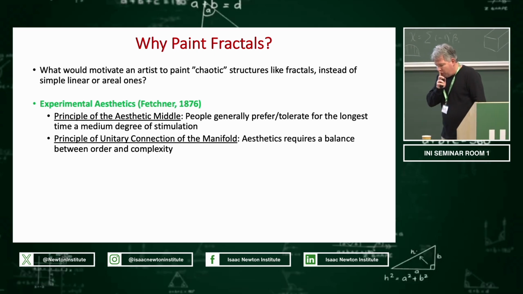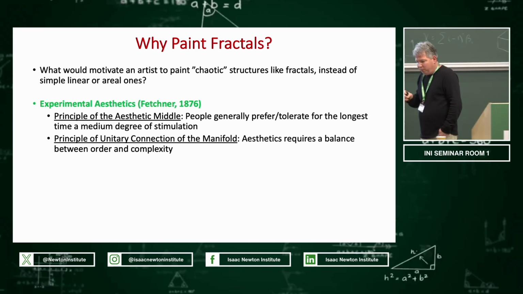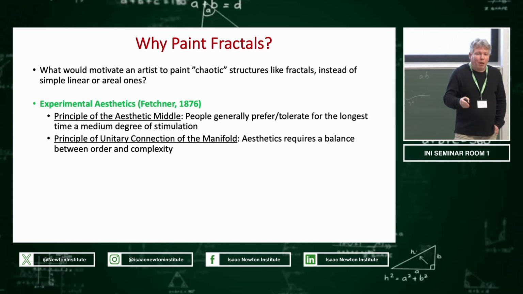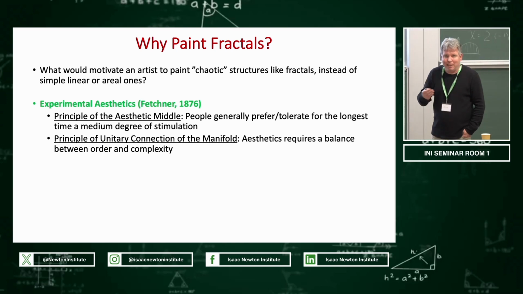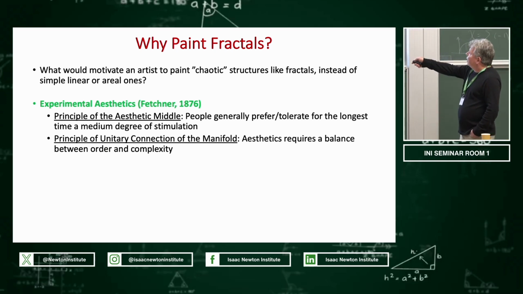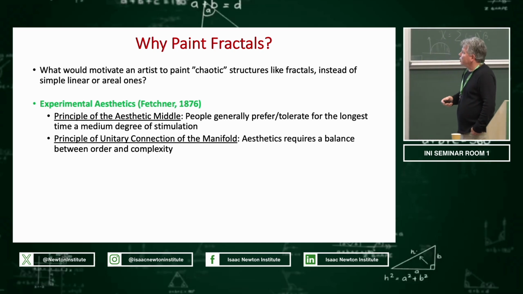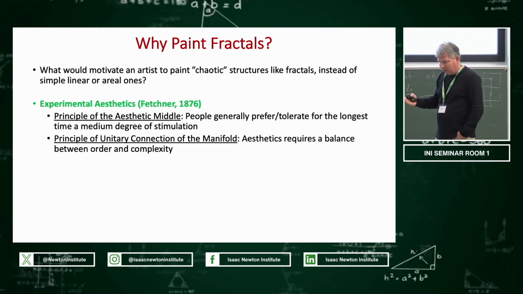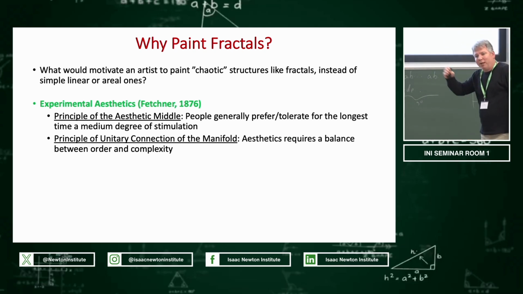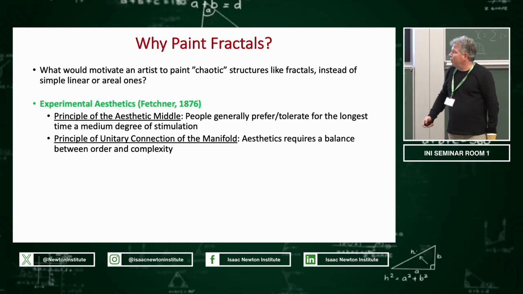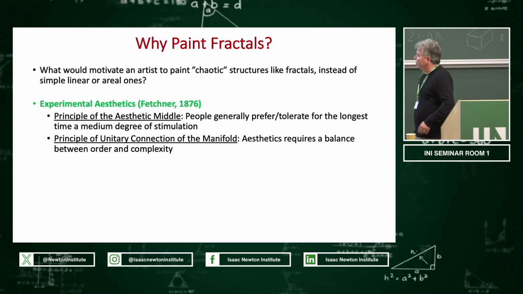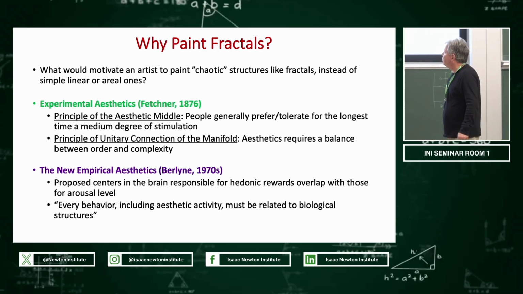There's a wealth of information in the literature, in the aesthetics world, about what makes things interesting to look at. For example, back in the 1800s, Fechner proposed the principle of the aesthetic middle. It's like the three bears: people don't like too complex, they don't like too simple, they like moderate. And that's echoed here: aesthetics requires a balance between order and complexity.